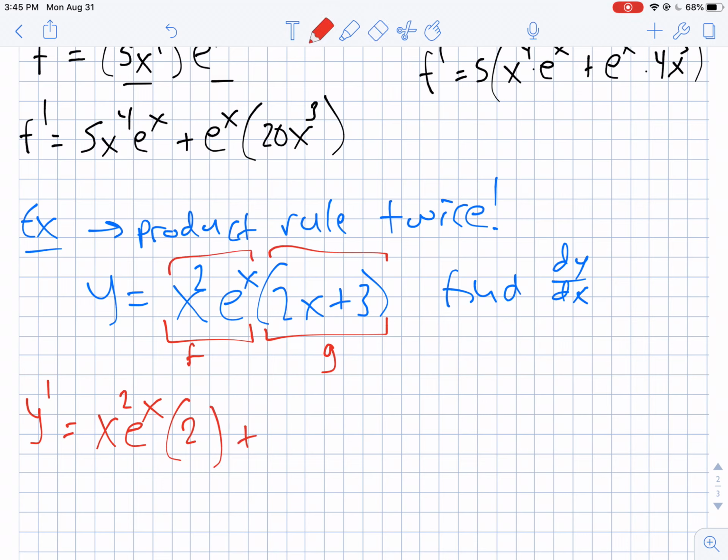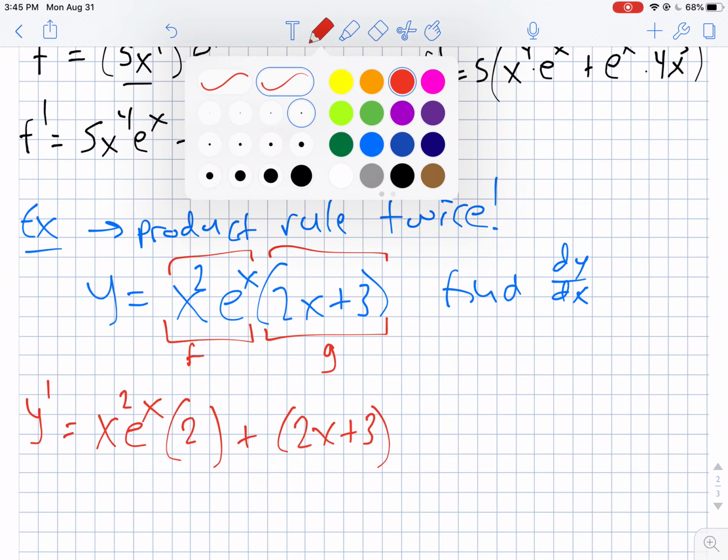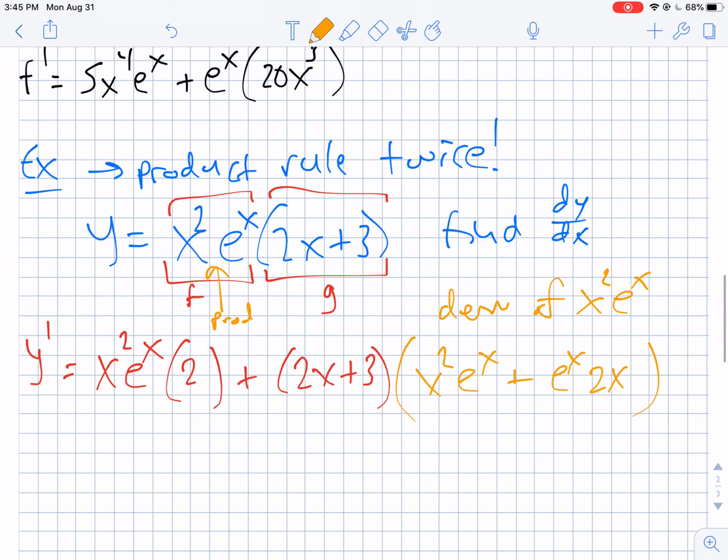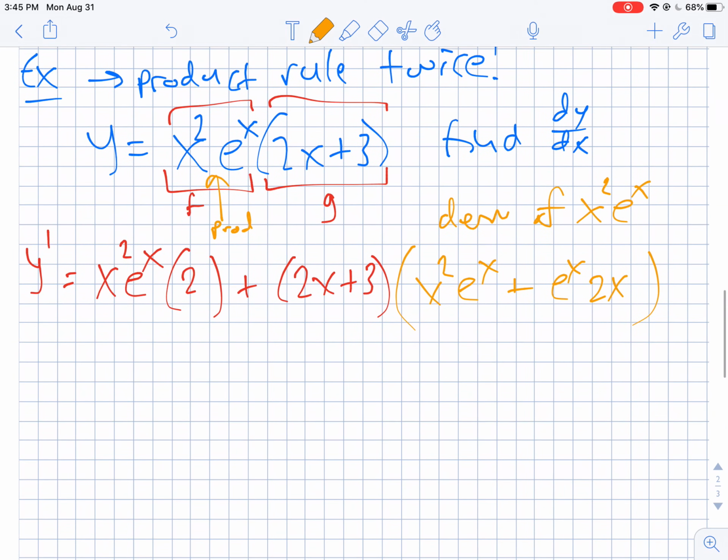But then what I have to do is when I do the second times the derivative of the first, here's where we get a little bit of a kink in our plans, because we have to multiply by the derivative of x squared e to the x, which we've done already, but that's where we have to use the product rule. So as part of doing the product rule, I have to do the product rule to find the derivative of this first part. So that's just x squared e to the x plus e to the x times 2x. Okay, so that's how you can take derivatives there. Okay, so that's the basics of the product rule.